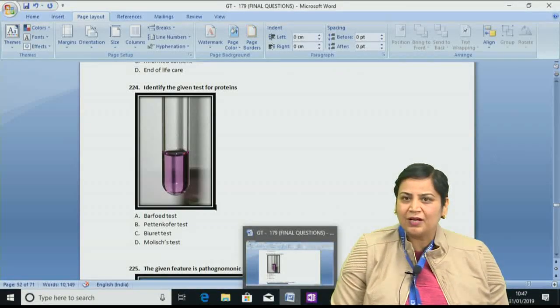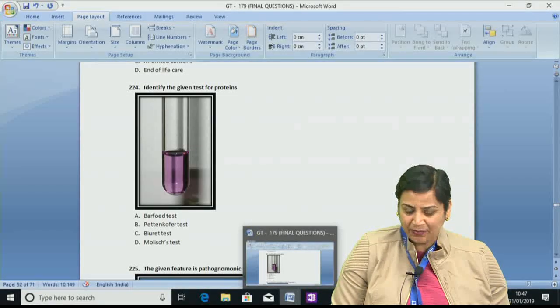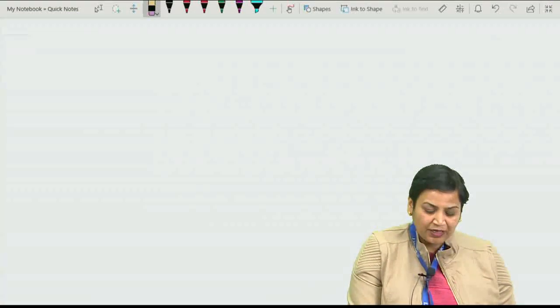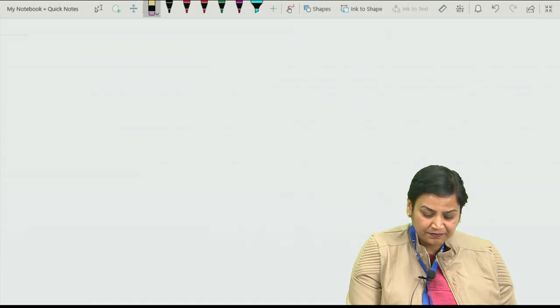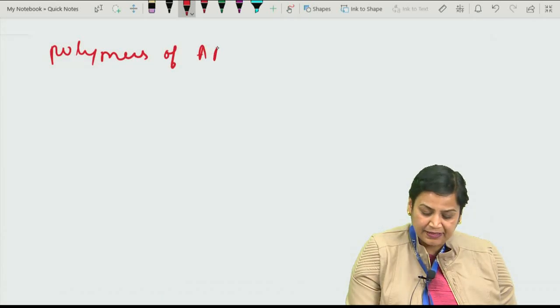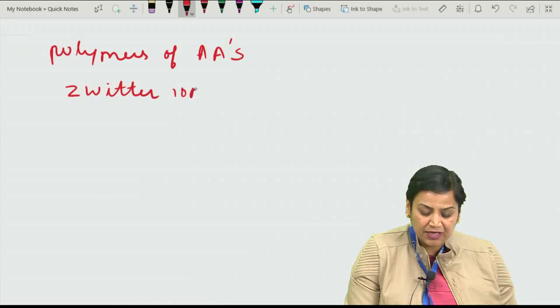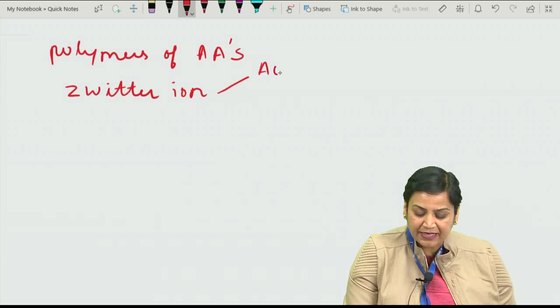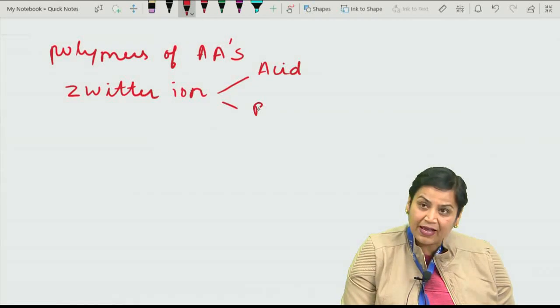Now whenever this type of question comes in the exam, first of all you have to recall all the tests which are given by the proteins. Now proteins, as all of you know, are basically the polymers of amino acids. Amino acids have a Zwitter ion structure. Now what do you mean by this Zwitter ion structure? They are amphoteric in nature. Means if on one hand they can behave as an acid, on the other hand they can behave as the base.